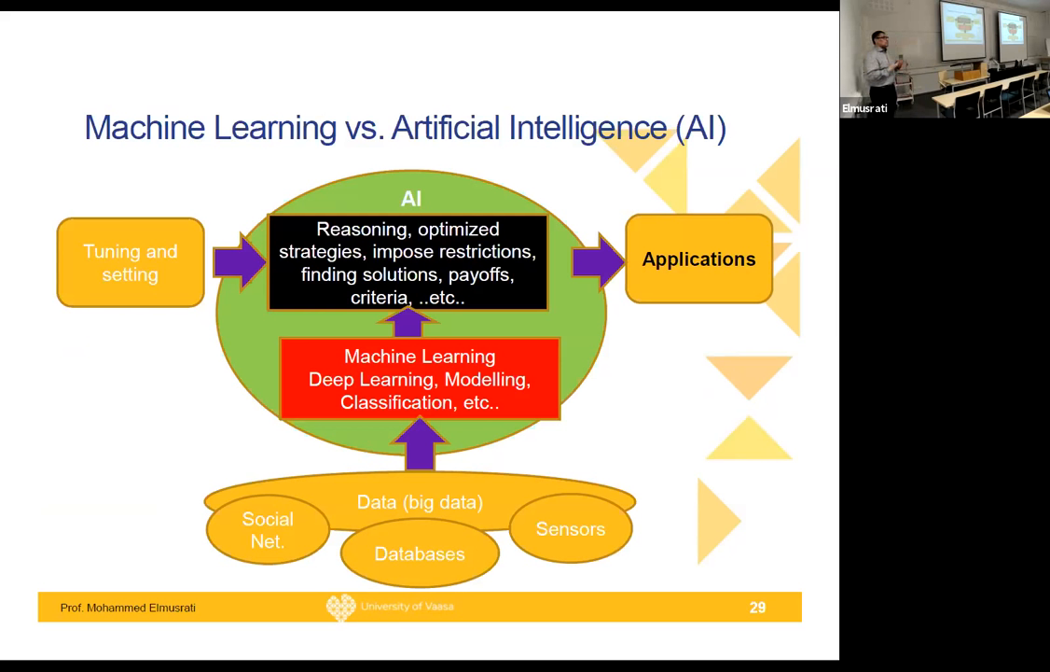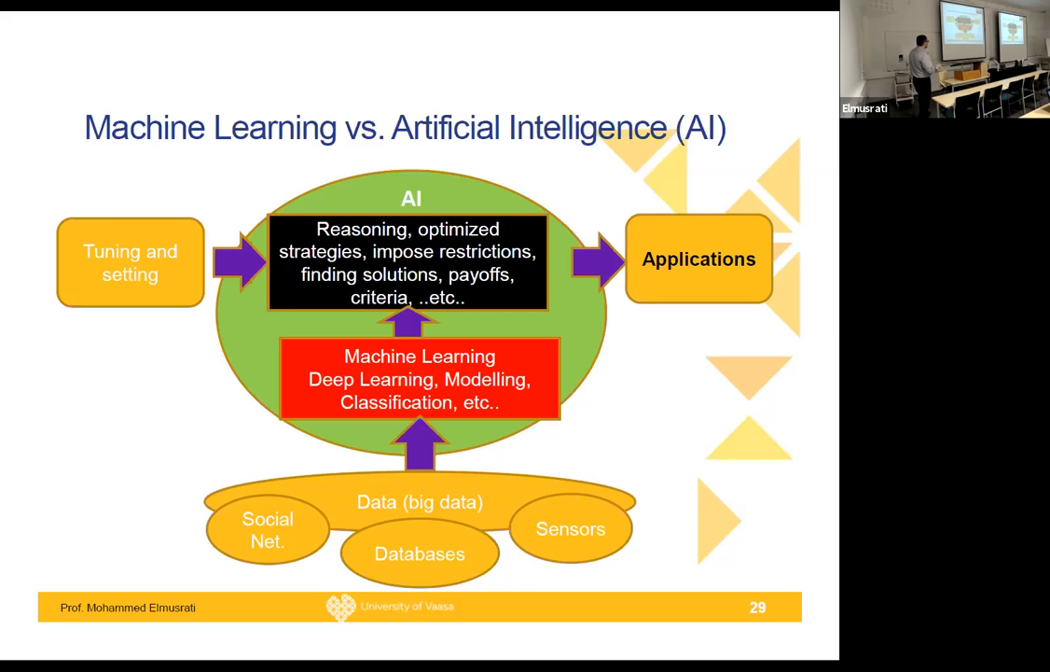Now, what is the relation between machine learning and artificial intelligence? We are always hearing about artificial intelligence, and we now also hear about machine learning and big data. What is the relation between all of these together? Actually, the relation can be formulated in this simple figure. So artificial intelligence is the big umbrella that you can see. We have machine learning as part of it. Deep learning is nothing but part of machine learning as well, but a special kind of neural networks, as we will see in the course. Modeling, classification, whatever.